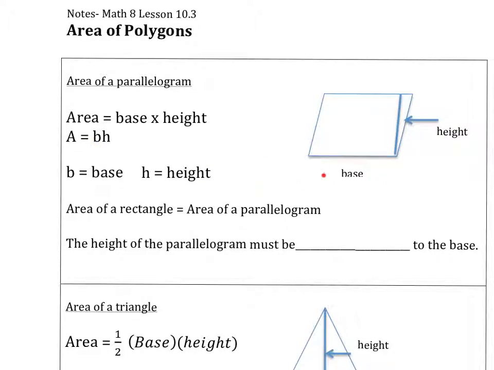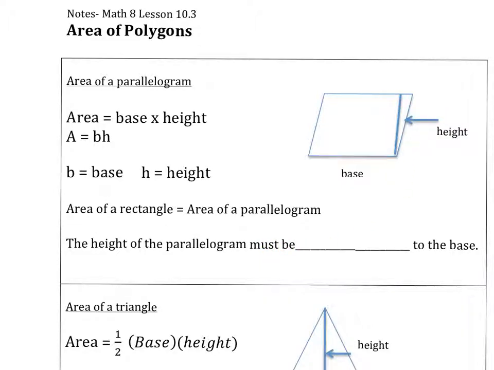B is always going to represent our base, and H is always going to be our height. And the area of a rectangle is the exact same formula as well. So if it says area of a parallelogram or area of a rectangle, you will use the exact same formula for that. It's also important to know that the height of the parallelogram must be perpendicular.